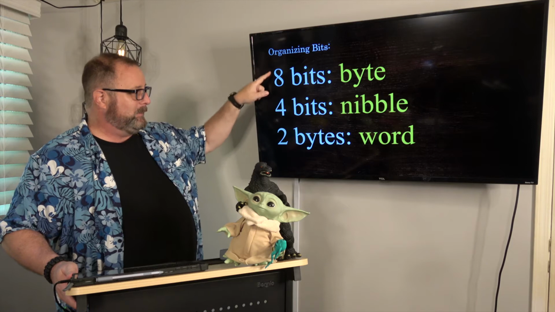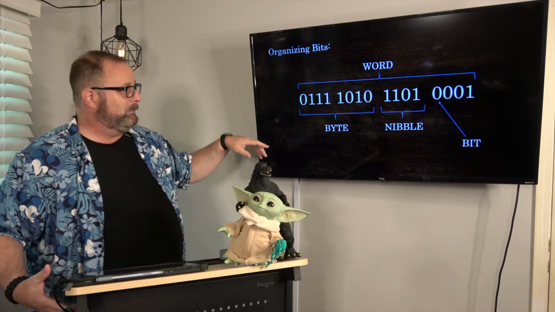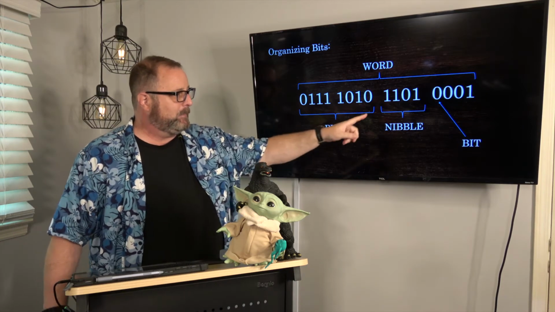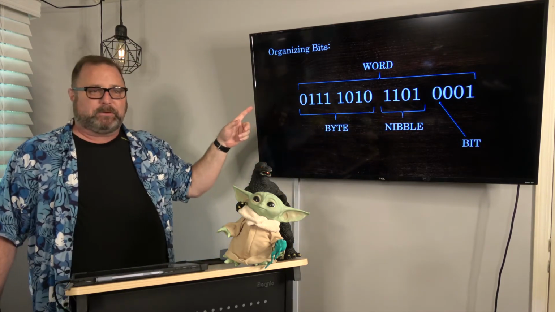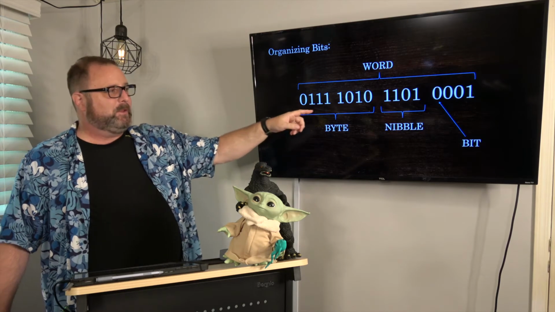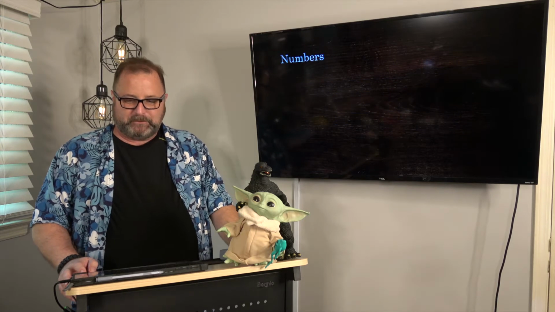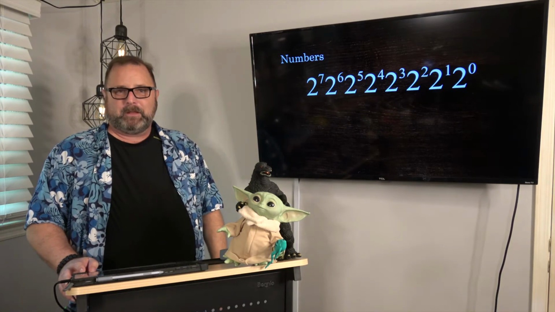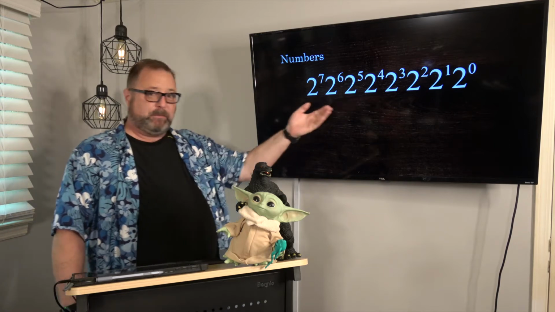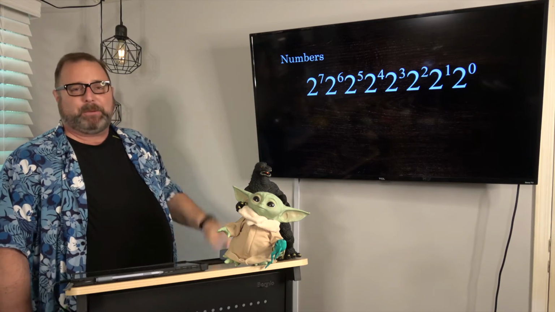2 bytes, if we double this, is known as a word. Those are just terms you need to be familiar with. So if we look at a word, which is 2 bytes, half of that is a byte, half of a byte is a nibble, and any one of these ones or zeros is a bit. In each position along here, you have different bit positions that represent powers of 2. So let's talk about numbers. If we organize a byte of bits, 8 bits in a byte, we use each bit position, like I said, to represent a power of 2.